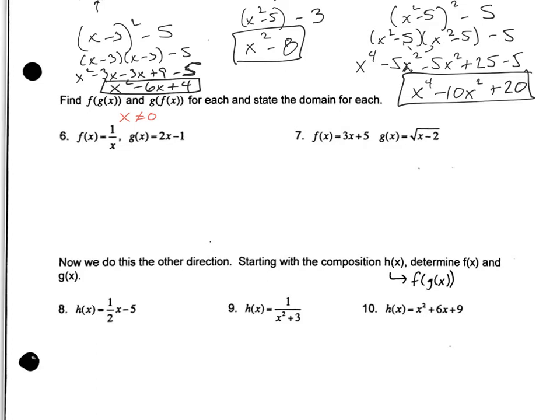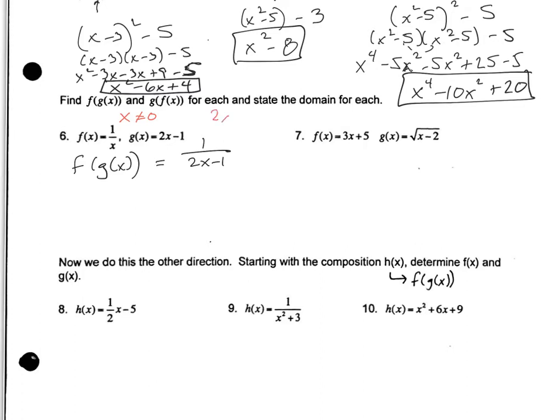So we're trying to do both compositions. We're going to do f of g of x. I'll do that one first. So that means take g and plug it into f. Well, that's not too hard. So f says 1 over something, and the something is 2x minus 1. It's actually finished.